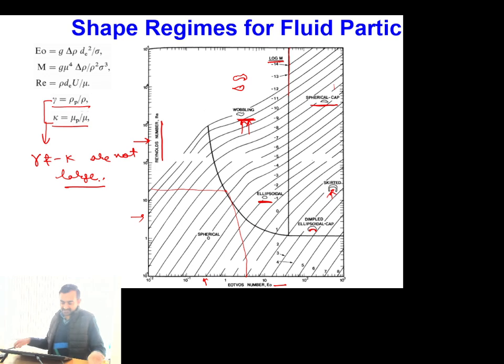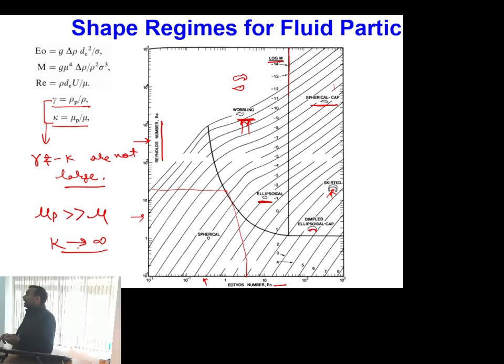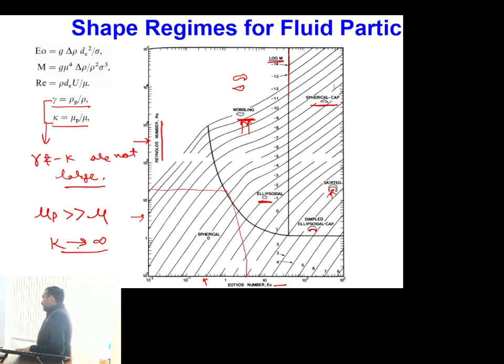Okay, for example, consider a situation where you have a highly viscous fluid particle. Then mu p will be very large in comparison to the viscosity of the surrounding fluid, mu. In that case the value of k will be very high, approaching almost infinity. If the value of k is very large, that type of fluid particle will have very little deformation. Once it has very little deformation, this type of plot cannot be referred to.